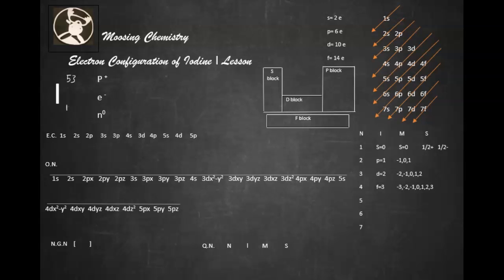127. Since the atomic number is 53, that's the number of protons. Pretty easy, huh? And since it's electrically neutral, it's got to be 53 electrons also. What about the neutrons?